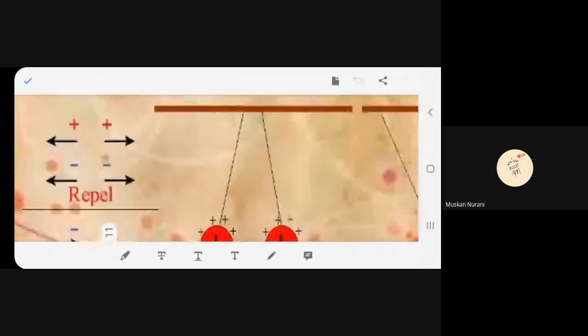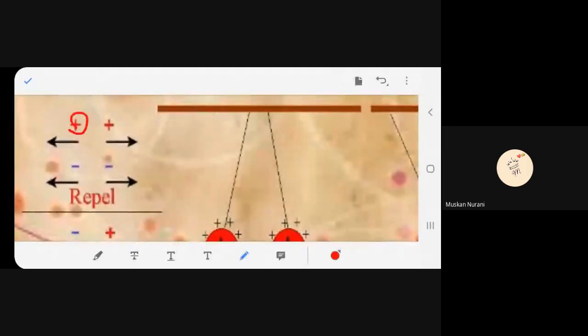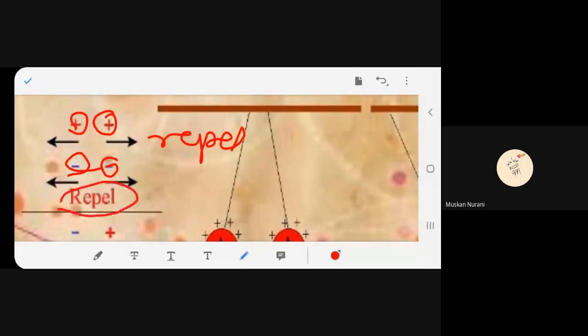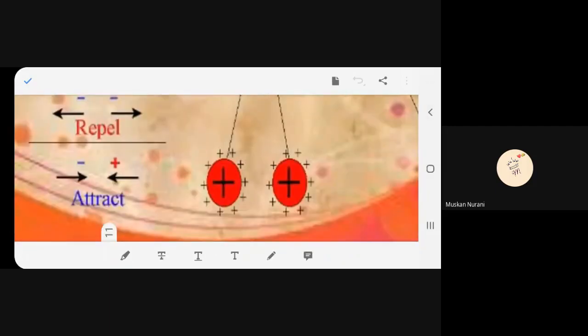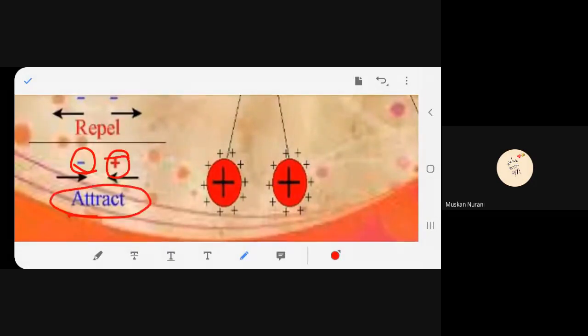Look over here. This is positive and this is positive. It is repel. This is negative and negative. Again, it is repel. Now to attract, what will happen? It has to be negative and positive to attract. Any problem? No, ma'am.